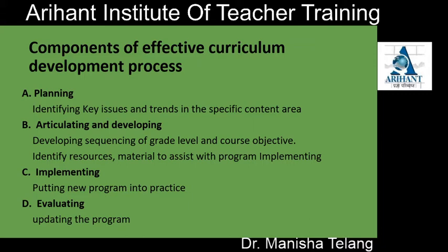Components of an effective curriculum development process. Planning: identifying the key issues and trends in a specific content area. Then articulating and developing: developing a sequence of grade level and course objectives, and identifying the resources and materials to assist with program implementation. Third is implementing, putting the new program into practice. And fourth is evaluating, updating the program and determining the success of the program.